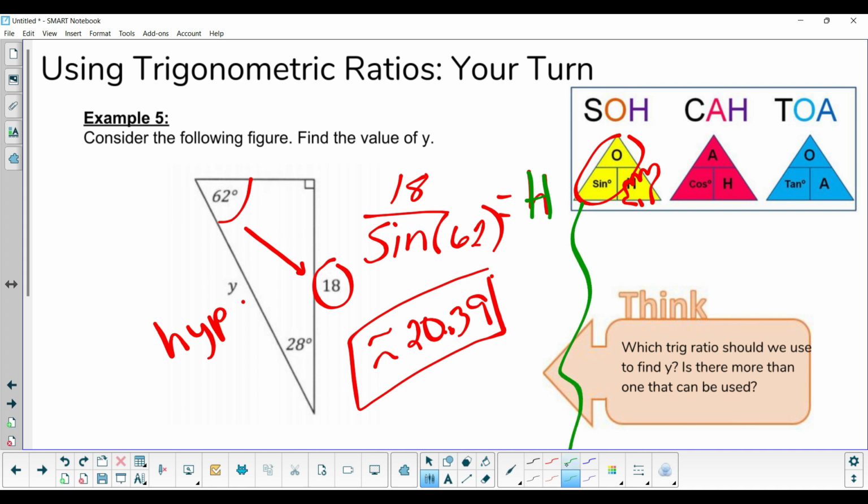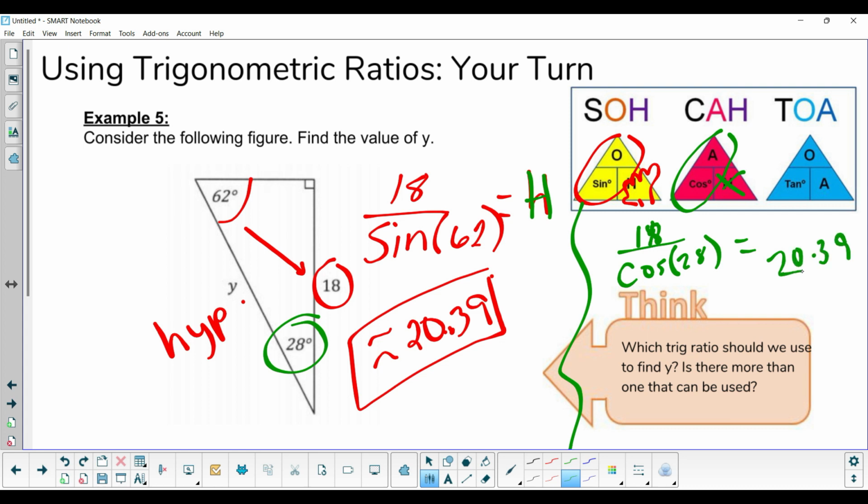So I'm going to use it now with cosine. I'm going to use cosine of 28. Again, I'm looking for my hypotenuse, so I'm going to divide my adjacent. My adjacent will be 18, divided by the cosine of 28. So I have 18 divided by cosine of 28, and I get 20.39. Exactly the same thing, guys. So it doesn't matter which one you use, you should get the same answer.